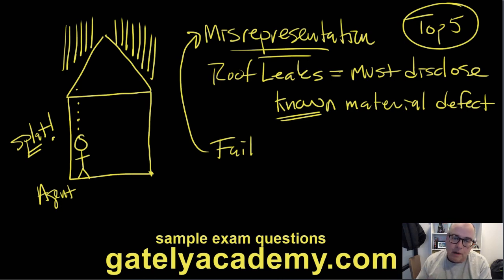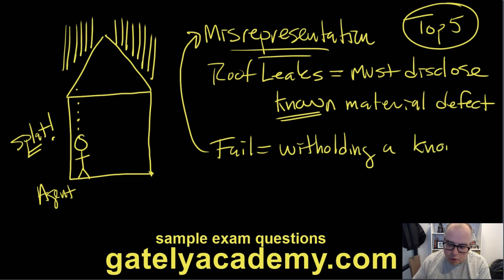A misrepresentation, that is withholding. Let's get you an official definition here. A misrepresentation is withholding a known material defect. Withholding a known material defect. That is a big, big no-no.